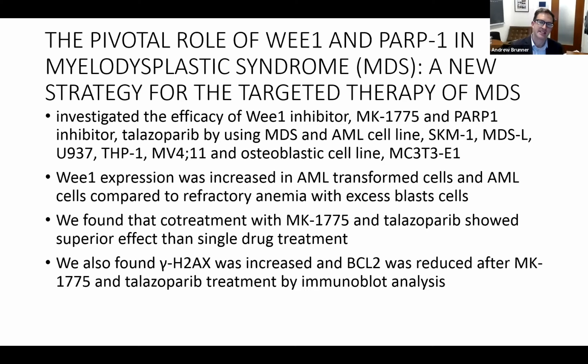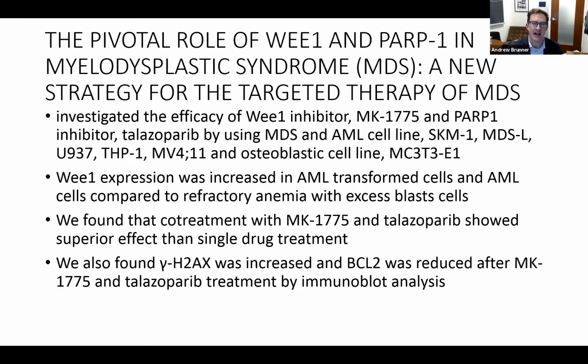So if MDS cells have mutations that cause DNA damage, can we use our knowledge about DNA repair to inhibit that pathway and selectively kill MDS cells? This was using AML cells, but it looked at how WEE1 is increasing expression. So we're having a DNA damage response. If you give MK-1775 to those cells, it causes cell death, meaning those cells are dependent on WEE1.